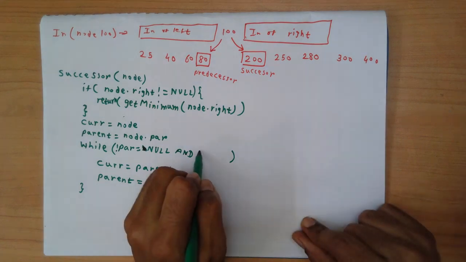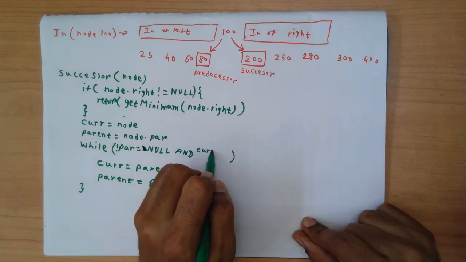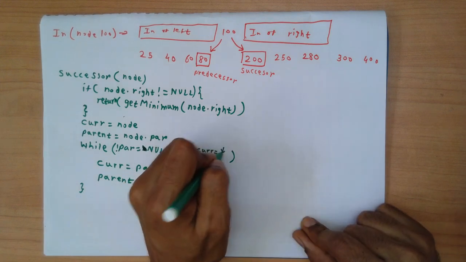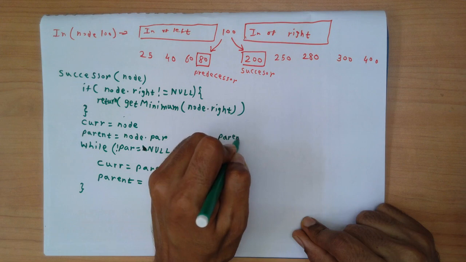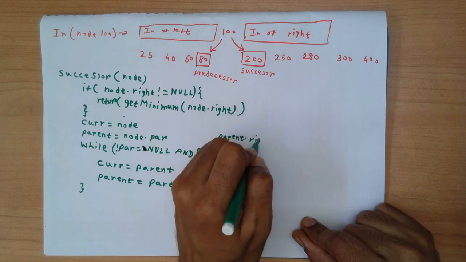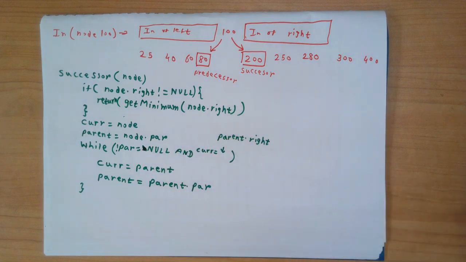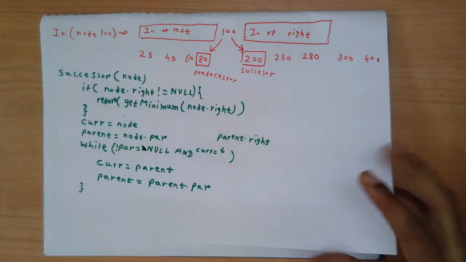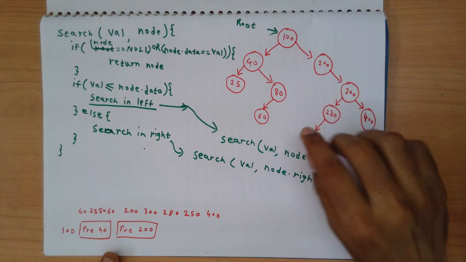So we should say that this current is the right child, and our current is equal to parent dot right. So I'll write here, it is parent dot right. Till the time both these conditions are satisfied, I should keep going up. So let's look at an example for it.